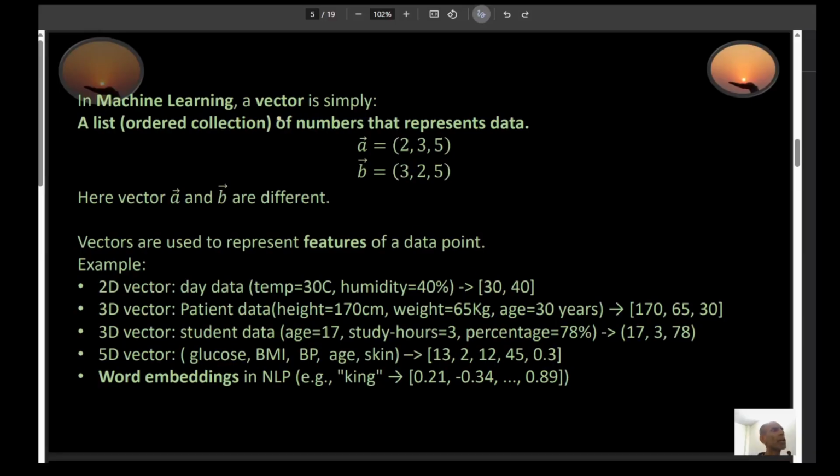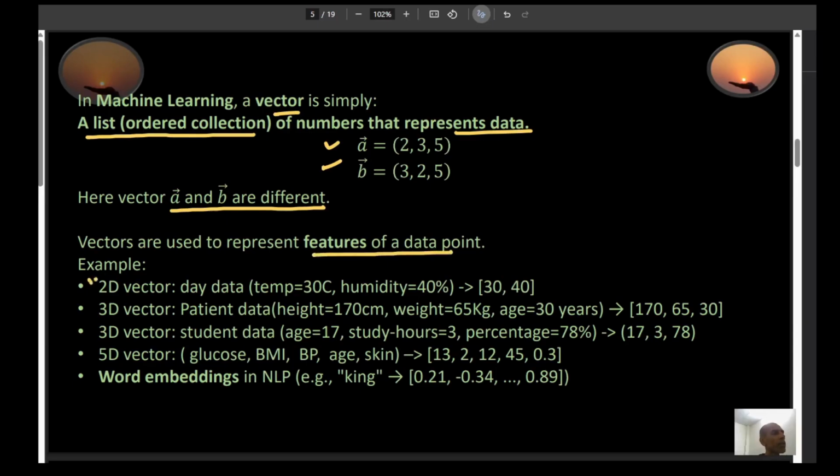In machine learning, a vector is a list. In other words, an ordered collection of numbers that represents your data. So suppose you have vector A and vector B. Vector A is 2, 3, 5, and vector B is 3, 2, 5. If you look at it, the numbers are the same, but they're ordered differently. Because they're ordered differently, A and B are different vectors. Now, vectors are used to represent features of a data point. So let's understand this through some examples.